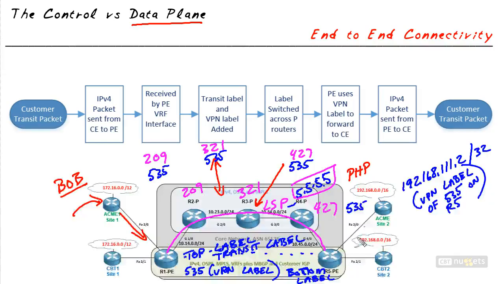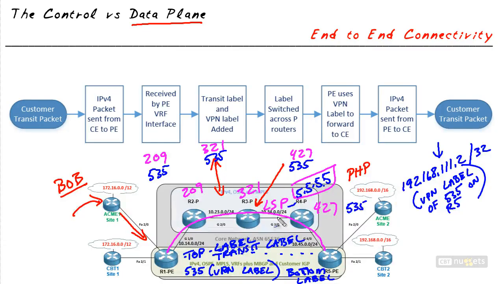And then R5 looks at that label and says, oh my goodness, an inbound label of 535. I know exactly where that goes. And then it can make the forwarding decision out interface FA2/0 to Acme Site 2. And of course, on that leg of the journey, there would be no labels whatsoever. It's just a naked IPv4 packet being forwarded from the provider edge out to the site. And then if Acme Site 2 has internal routing to do to reach that final destination, the customer would be responsible in their own organization for routing that packet correctly.